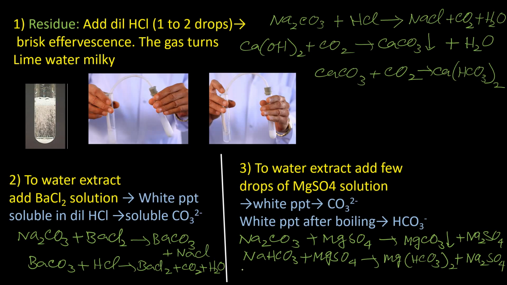Now if you heat this magnesium bicarbonate, what happens? It will decompose and form the white precipitate of magnesium carbonate, plus carbon dioxide plus water. So then you will get the white precipitate. Therefore, if bicarbonate is there, you do not get the precipitate immediately. After boiling, you will get the precipitate. And if you get the precipitate immediately, that is soluble carbonate. So by this test, we can differentiate between carbonate and bicarbonate.